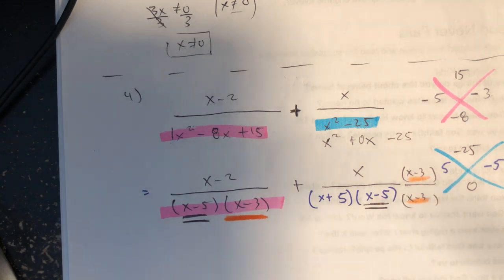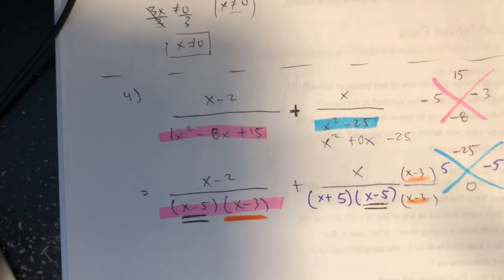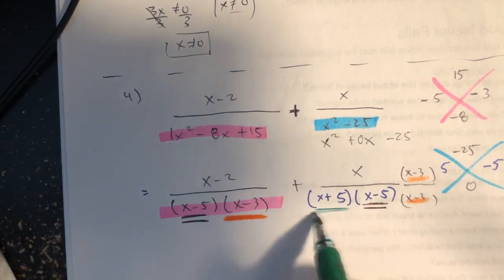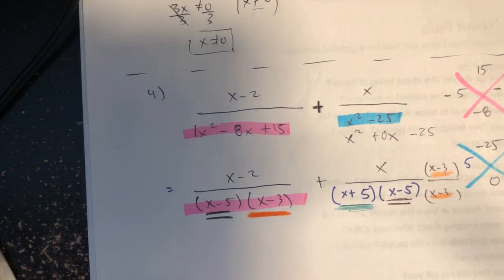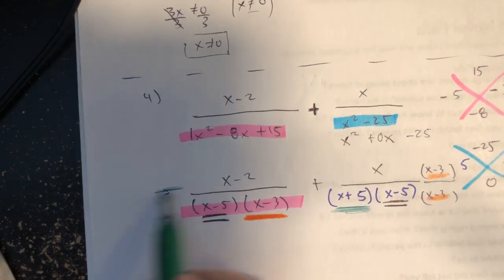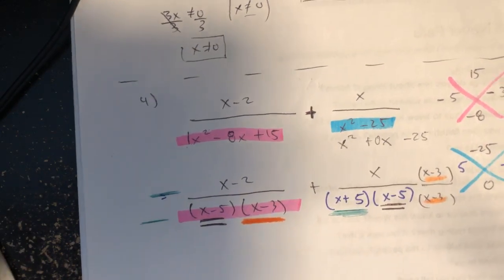Let's take a look at this other one. This one has an x plus 5 here, but this side does not, so I'm going to have to multiply this one by x plus 5.